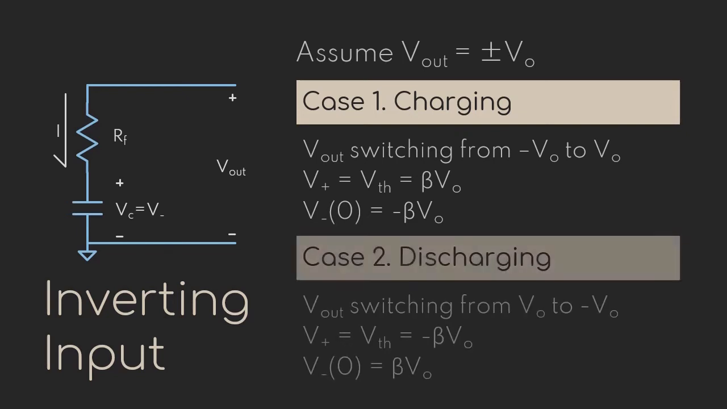In the second case, Vout will switch from positive VO to negative VO, and the non-inverting input terminal will equal negative beta VO, while the inverting input terminal at t equals 0 is beta VO.